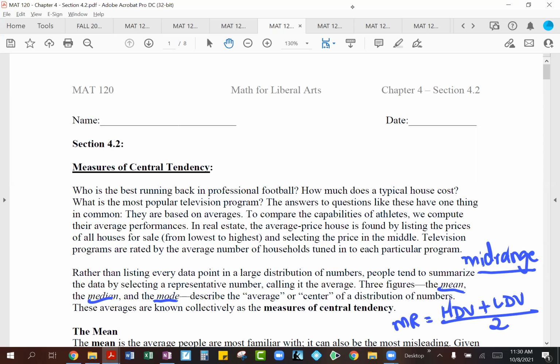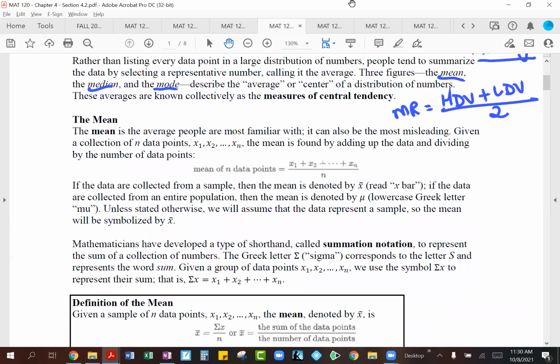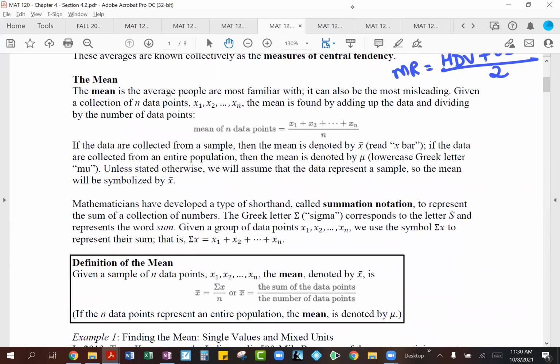So there's actually four different calculations that you can use for averages. Like here, if you look at some of these questions they're asking, they're saying, who is the best running back in professional football? That's going to be a calculation based on average. How much does a typical house cost? What is the most popular television program? So these questions may not seem like we're talking about averages, but basically that's what they are. They're all going to be based on averages. So let's look at some of these calculations over here.